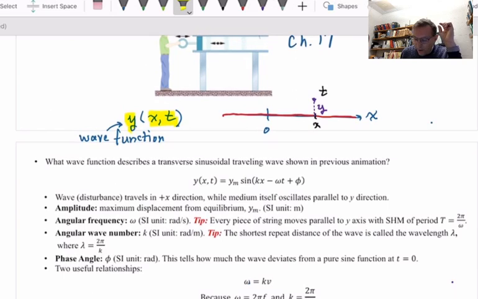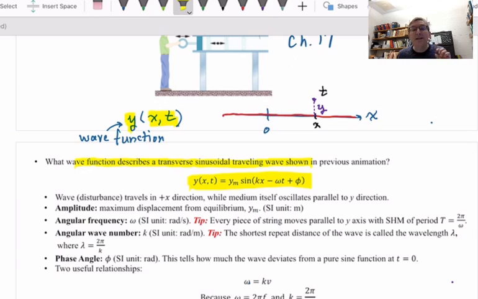The wave function that describes a transverse sinusoidal traveling wave, such as shown in the previous animation, right here. Now there's a lot going on here, and we're going to have to unpack it. But that's the function. y of x and t equals y max sine of kx minus omega t plus phi.